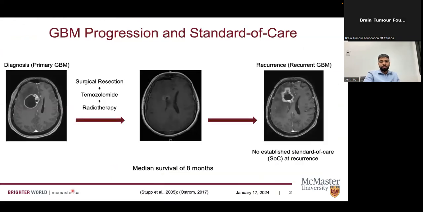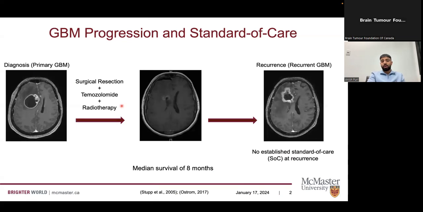So GBM stands for glioblastoma, and it's a WHO grade 4 glioma. Originally, when patients present with a tumor via MRI, they undergo surgical resection, at which point pathology diagnoses it as GBM. And so the standard of care for glioblastoma, when they find out and diagnose that it is in fact a GBM, is they receive the surgical resection, followed by chemoradiotherapy. The chemotherapy that is used is temozolomide, and then they also use a combination of radiotherapy.